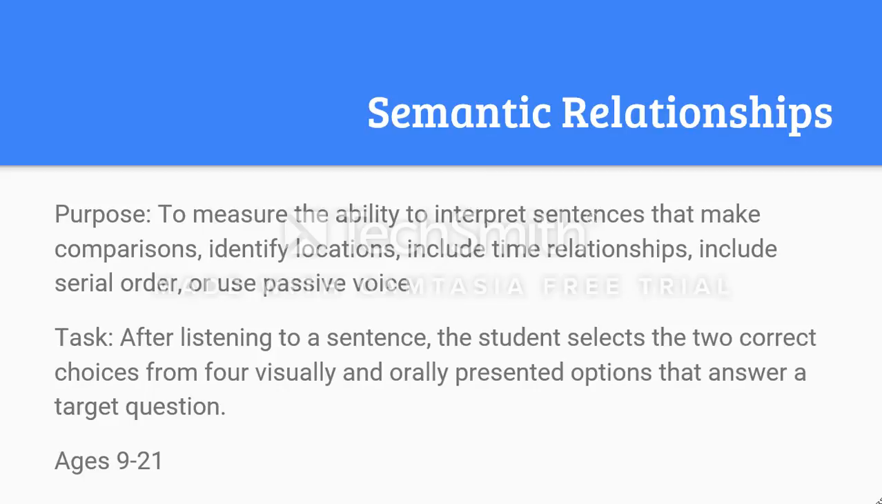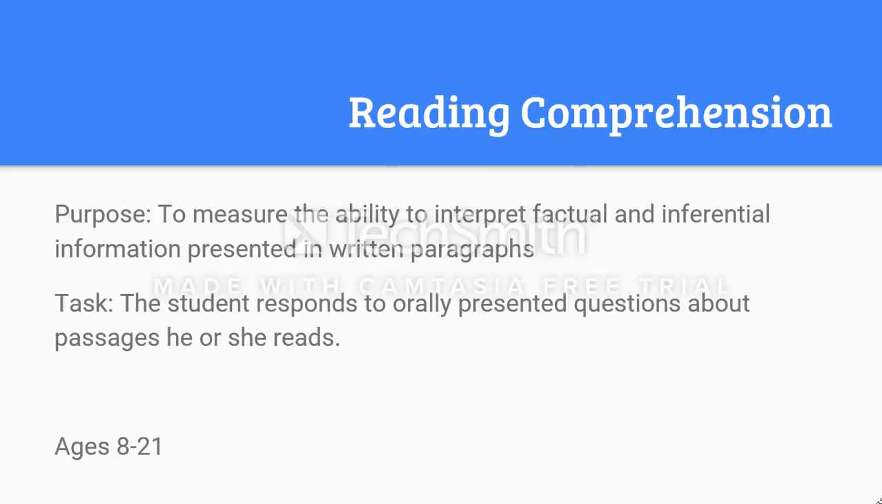The next subtest is semantic relationships, and it is used to measure the child's ability to interpret sentences that make comparisons, that identify locations. They may include time relationships and may use passive voice. And this is done by, after the student listens to a sentence, the student will select 2 correct choices from 4 visually or orally presented options that answer the target question. And this would be appropriate for ages 9 to 21.